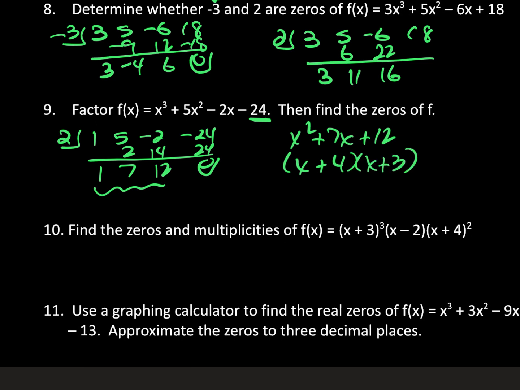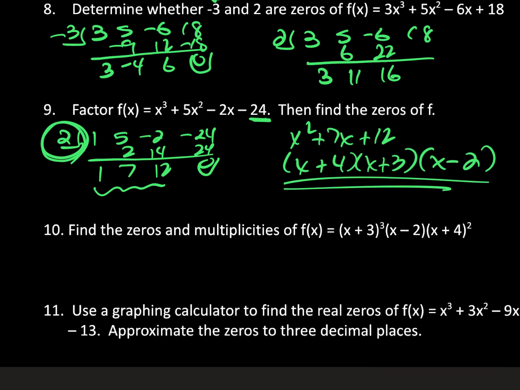Now, one thing you can't forget. Don't forget that factor we started with. We put a 2 there, and because we put a 2 there, it came from x minus 2. So those are the factors right there.